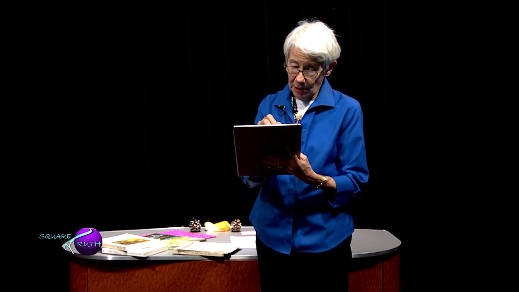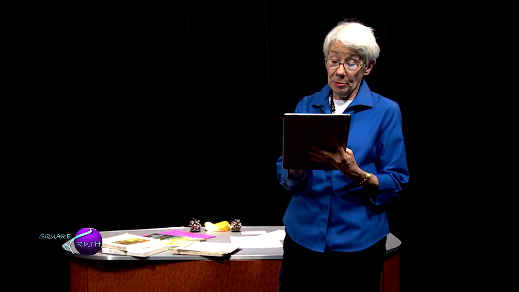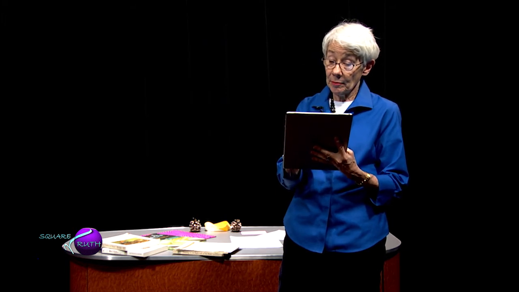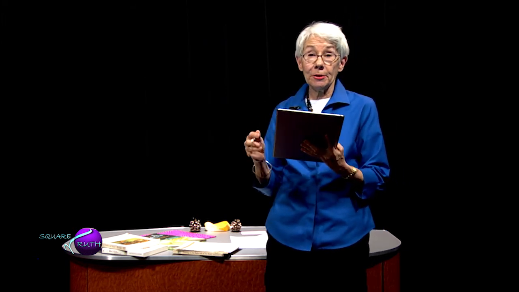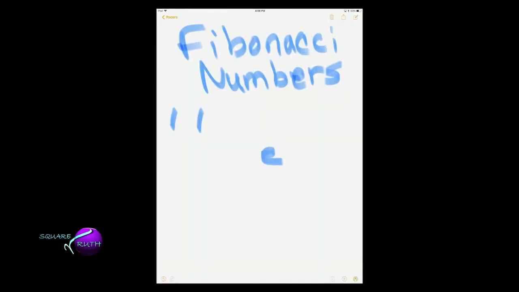The Fibonacci numbers. Fibonacci was a mathematician, and Fibonacci was his nickname. His real name was Leonardo da Pisa. He came from Pisa, just like Leonardo da Vinci came from Vinci, Da Vinci. All right, 1 and 1 makes 2. 1 and 2 makes 3. 2 and 3 make 5. 3 and 5 make 8. 5 and 8 make 13.